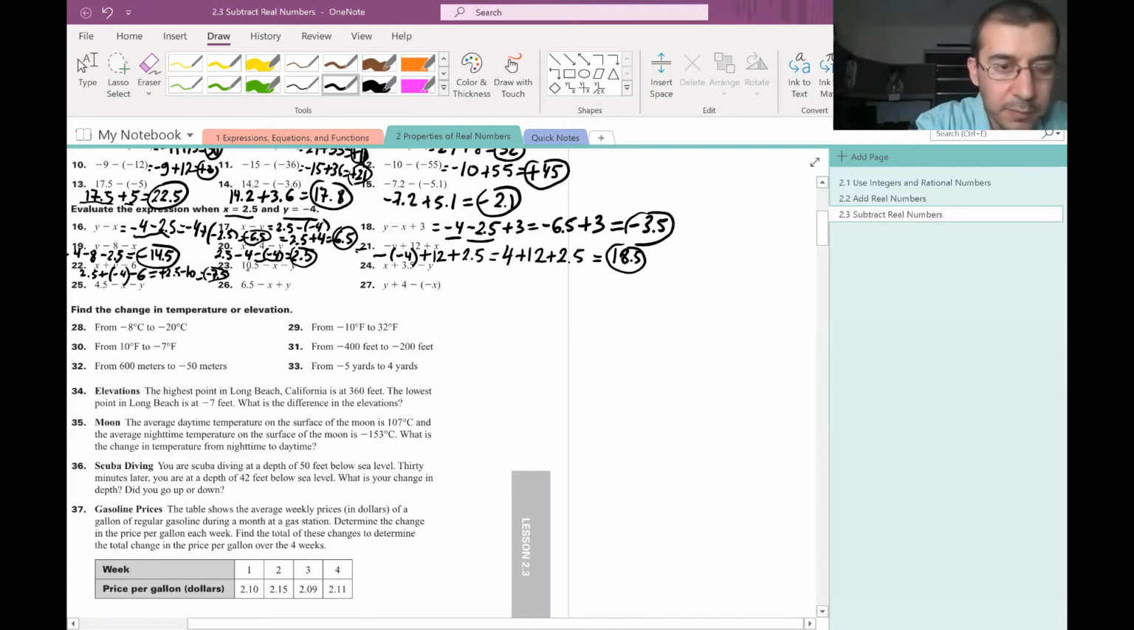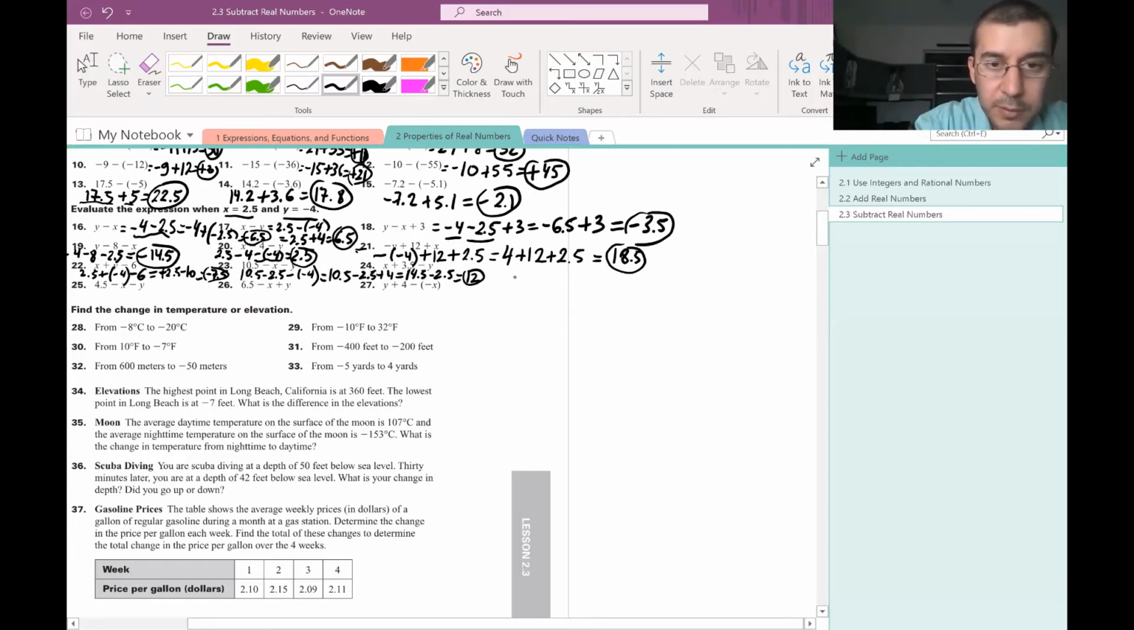23, we have 10.5 minus x, where x is 2.5, and minus y, where y is -4. So this is 10.5 minus 2.5 minus -4, which is +4. So 10.5 plus 4, that's 14.5, and then minus 2.5. This is 12. 12 is the answer for 23.